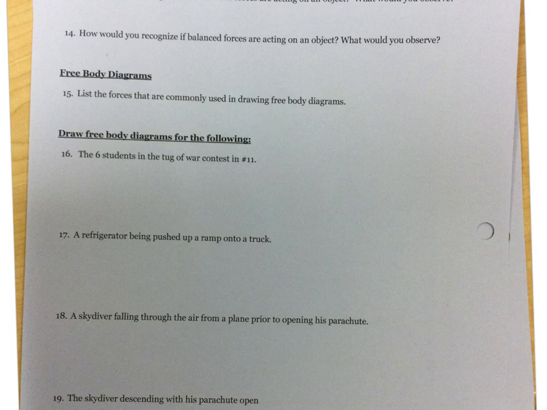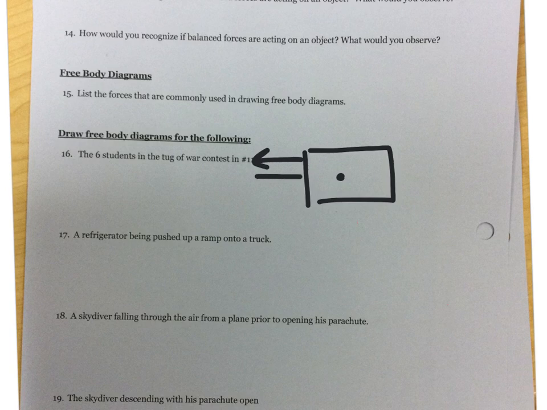So this next question here, number 16, says the 6 students in the tug-of-war contest on 11. So we're trying to come up with a free body diagram for that. So we can call this our rope. And if that's our rope, we had 3 applied forces on either side. So Bill had the least force, which means she should have the smallest arrow. I'm sorry, actually, Jane had the smallest force, so she should have the smallest arrow. And then there was a little bit bigger arrow, and then an even bigger arrow for Peter, who had 200 Newton force.